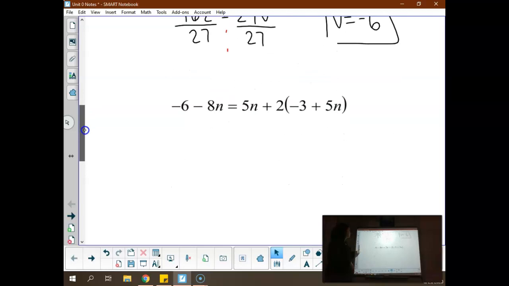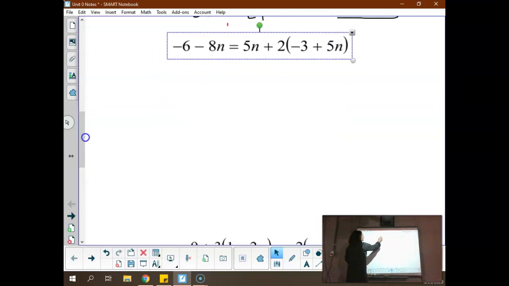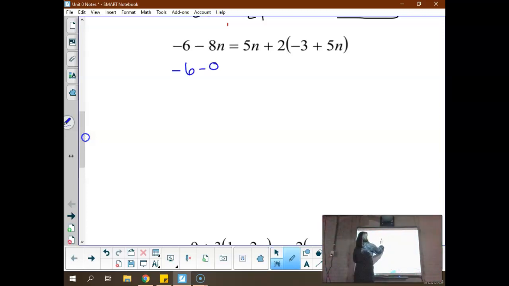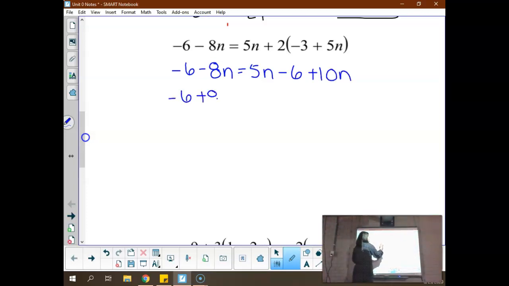The next one. Again, we have a distribution. I can't divide by 2 because this is odd. I don't want to deal with fractions of a variable. All right, so I'm going to solve this one the exact same way I just did. I'm going to distribute on this right-hand side. I'm going to combine my like terms.